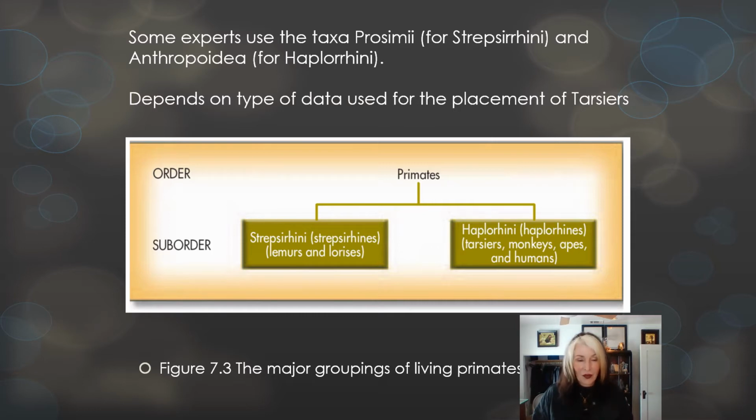Things that evolve early are ancestral. Things that have evolved more recently are called derived. So let's move on and see what is really being referenced in Strepsirhini versus Haplorhini.